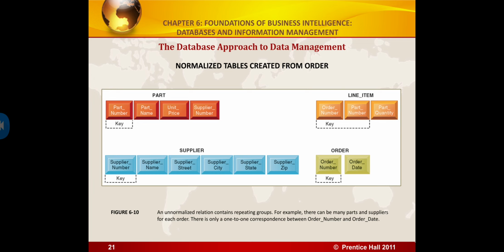So as you can see, we have our part table and our supplier table, with the part number as the primary key for part and the supplier number as the primary key for our supplier. For our order, we have our order number as our primary key. And in line item, we have our keys such as the order number and the part number.